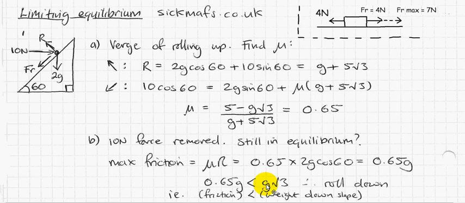So the weight force, root 3, is bigger than 0.65, so we've got 0.65 g's and root 3 g's, so that is more than that. That means the weight force going down the plane is greater than the frictional force, which is keeping it from rolling down. So actually it doesn't keep it from rolling down, it does roll down, and that's it. The weight force is greater than the frictional force, therefore it must roll down.